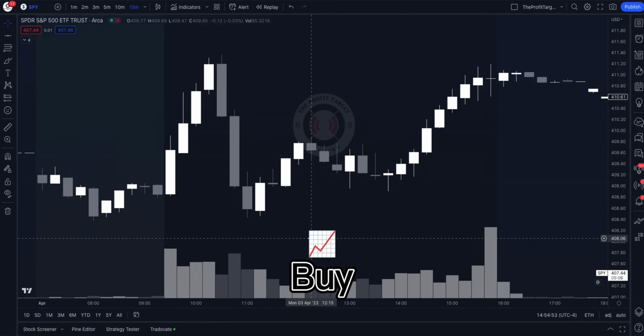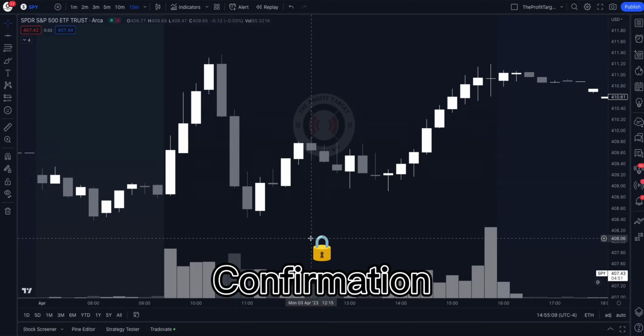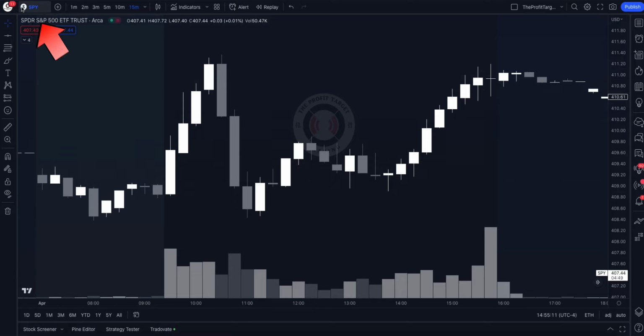However, it's important to note that not all support and resistance breakouts will result in a reversal in price. Sometimes price may break through a level and continue to move in the same direction as before. This is why it's important to always wait for confirmation before entering a trade. In this video, we'll use Ticker SPY and focus on using trend lines to identify support and resistance levels.